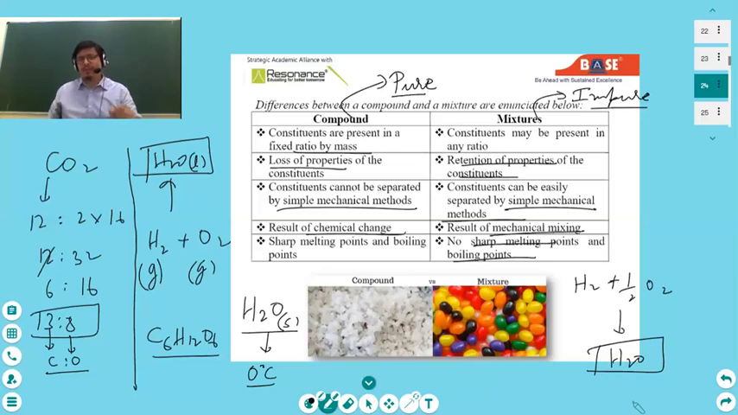A pure substance has a fixed melting and boiling point. For an impure substance, the melting and boiling point is variable or has a range. For example, if I add sand or salt or sugar to water, its melting and boiling point changes. The boiling point of water, if I add sugar to it, will increase and the melting point will decrease. That we will do next year in the solution chapter.